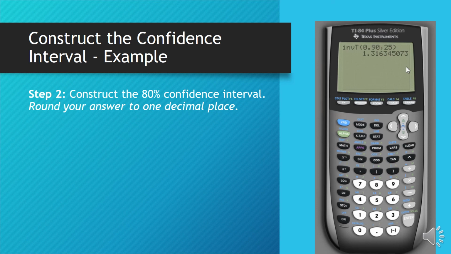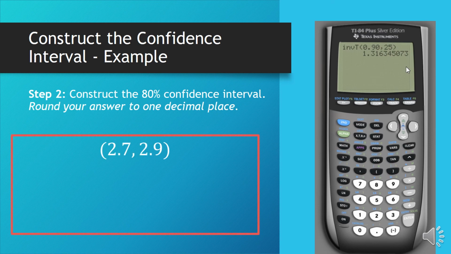Now they're asking for the confidence level. This is an 80% confidence interval, so it's 0.80. Then we're going to go down to calculate and hit enter. This is going to automatically compute your confidence interval for you. It says round your answer to 1 decimal place, so our confidence interval is going to be 2.7 to 2.9.